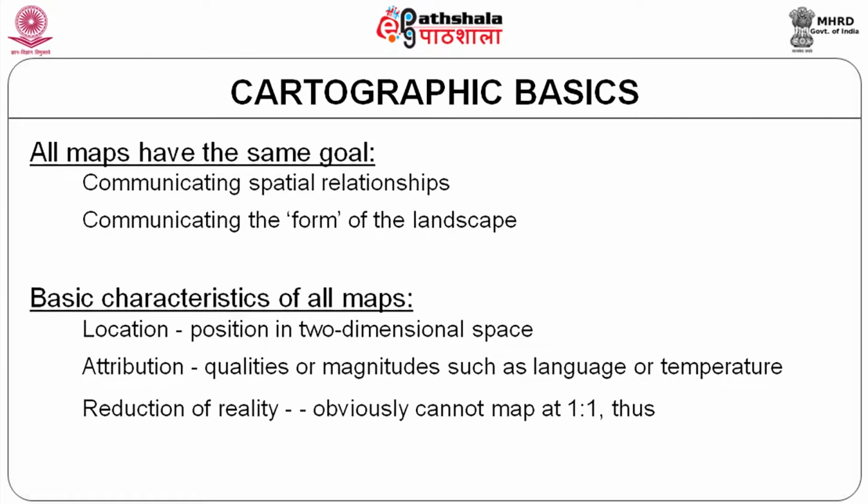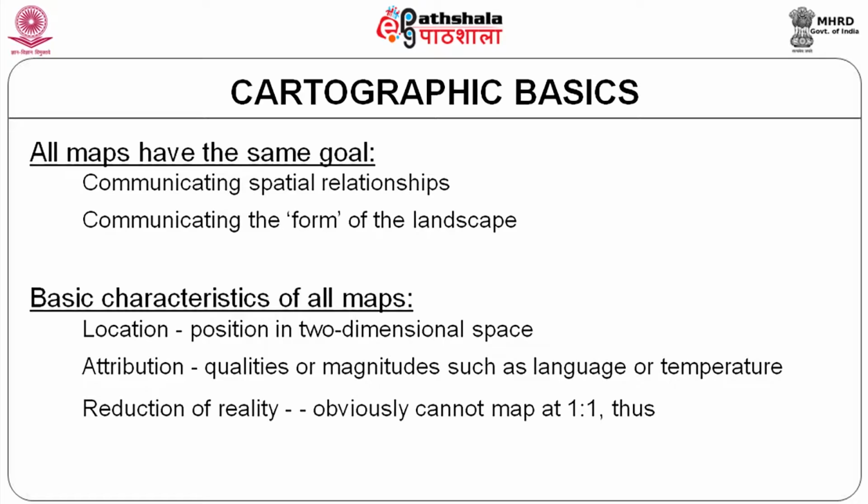Now, coming back to the characteristics of a map: we say location, or in one word, the position in two-dimensional space, and the attribution or attribute data, which we have already seen while studying or reading about GIS. Information or details about that particular object is the attribute data.